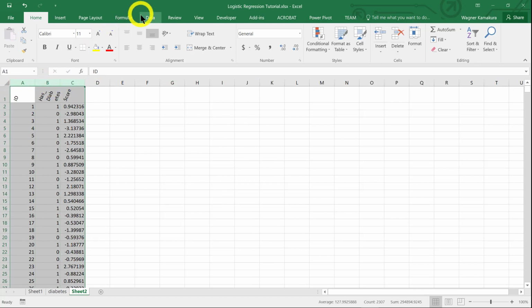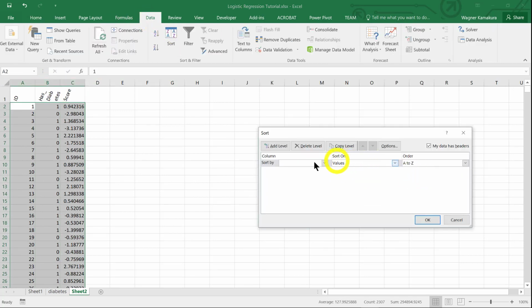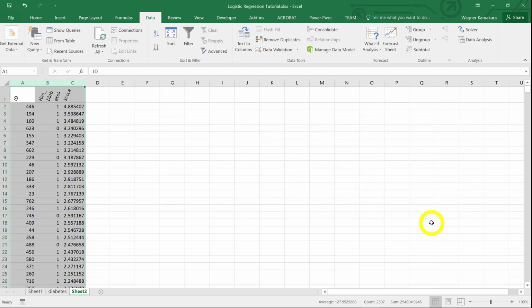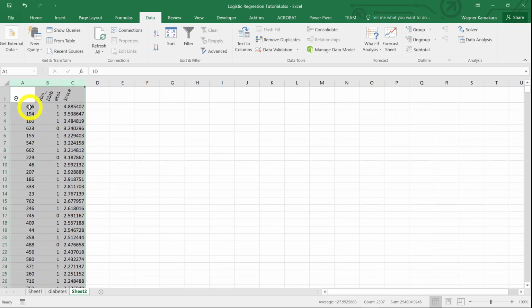Let's sort this data in decreasing order of the score. Since the score was computed through a logistic regression, this score measures the propensity. So the patient with the highest propensity of being diabetic is patient number 446. The second highest propensity is patient 194, and so on.